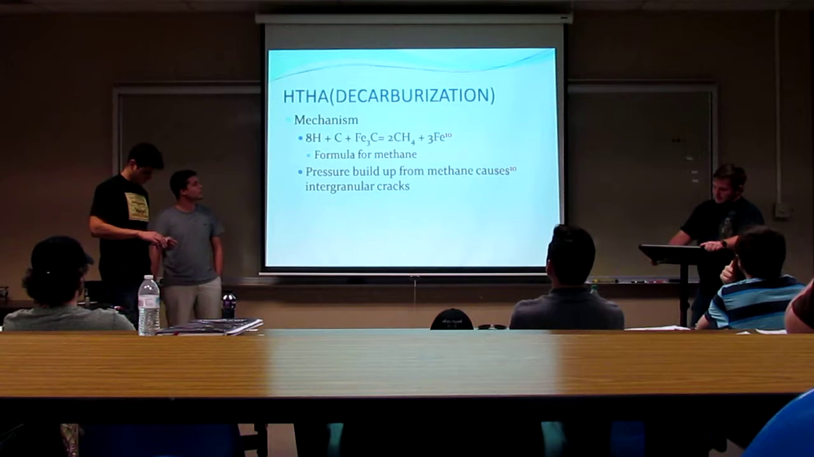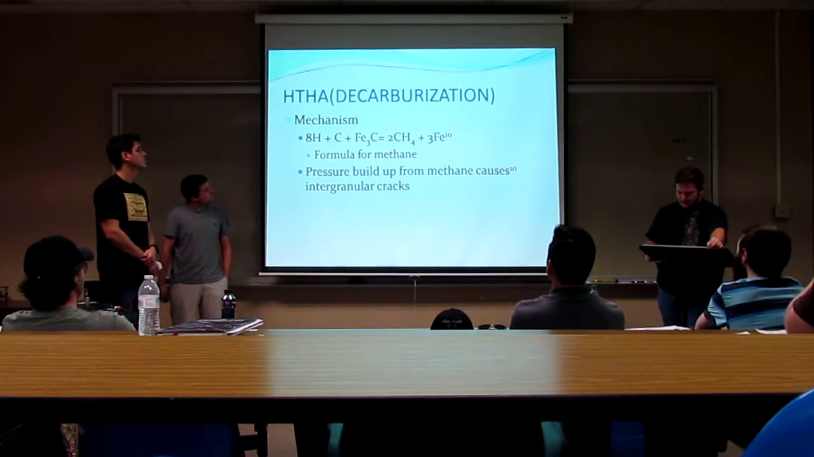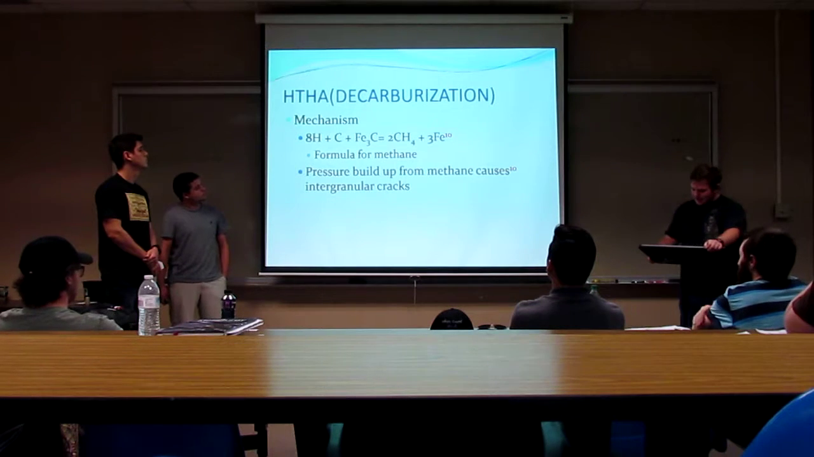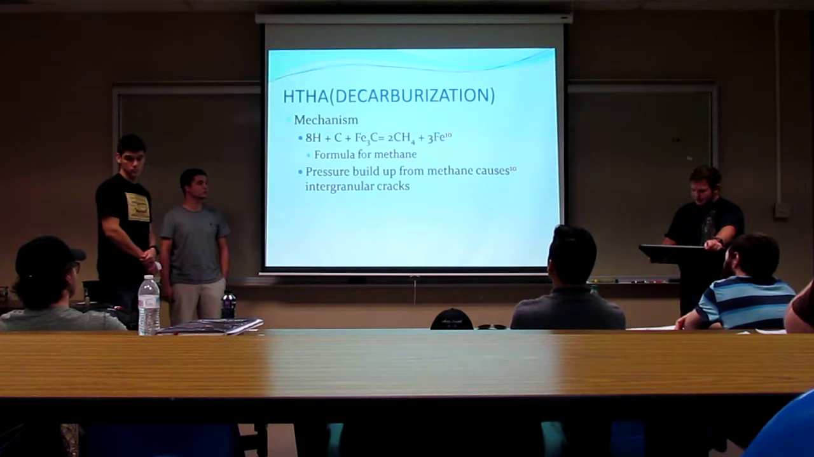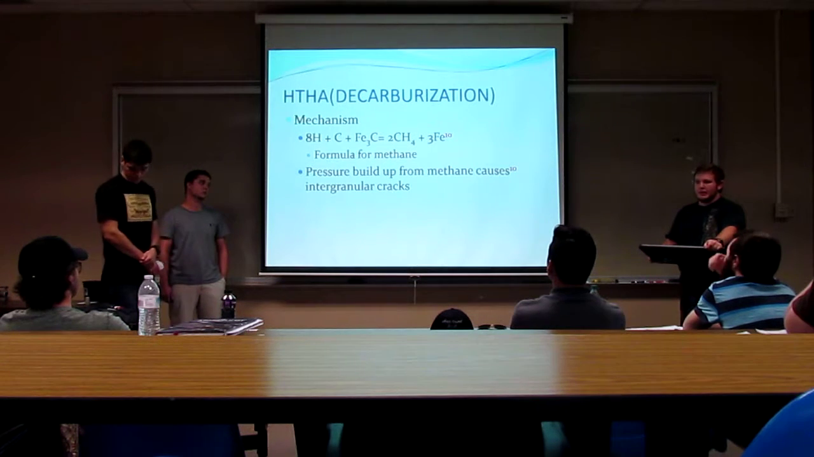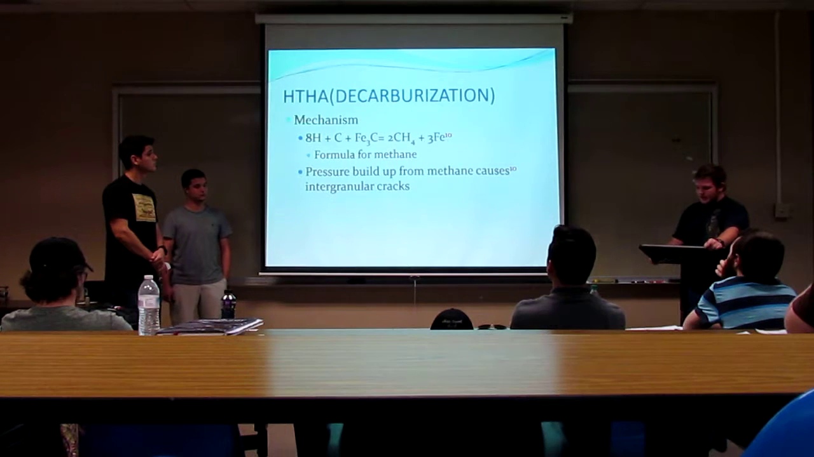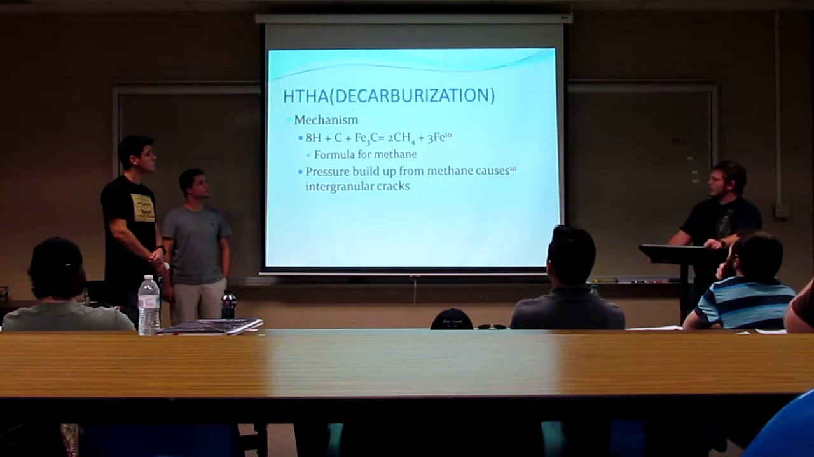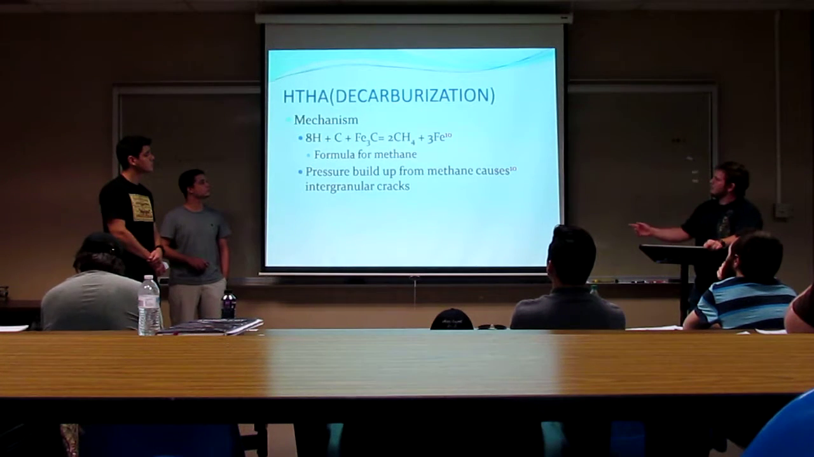For the corrosion cell mechanism, the formula on the screen is the formula for methane. Atomic hydrogen reacts with the dissolved carbon in the metal carbides, forming methane. When that methane forms, it builds up pressure and causes intergranular cracks in the metal. And here's a picture right here.